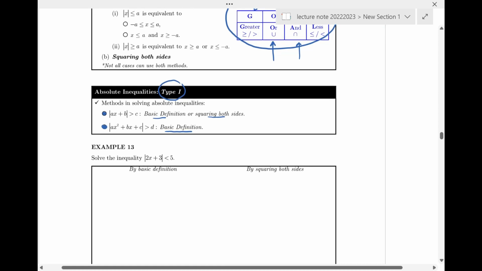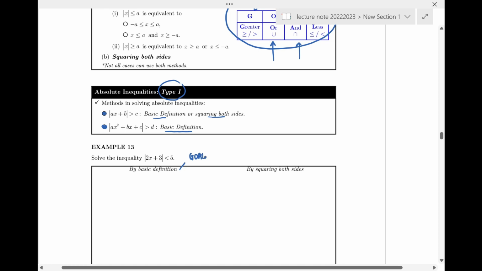So solve the inequality modulus 2x plus 3 less than 5. Okay, so by basic definition, of course we have positive and negative. Basic definition is actually using the separation of positive and negative of the function. So if we use basic definition, it means that we are going to use the goal.